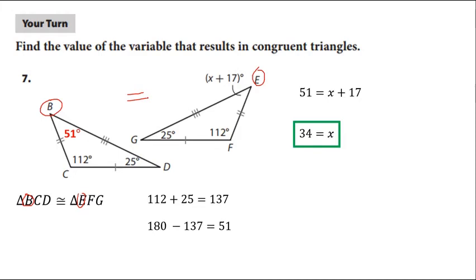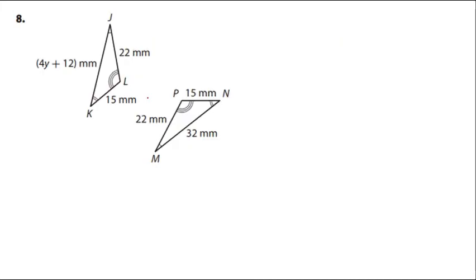Okay, now let's go to the last example. I need to solve for y so that the two triangles are congruent. If I write out my congruency statement here, I have triangle KJL congruent to triangle NMP. Again, I look at side JK or KJ. That corresponds to side NM. So I just substitute in the values here. KJ is 4y plus 12, NM is 32.